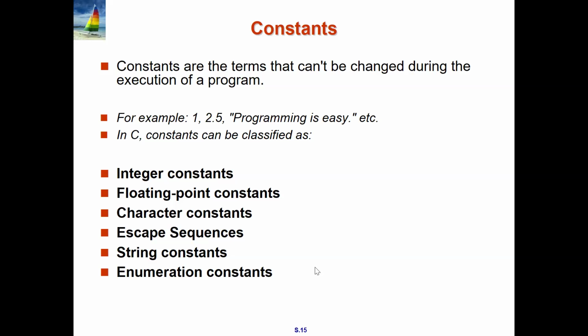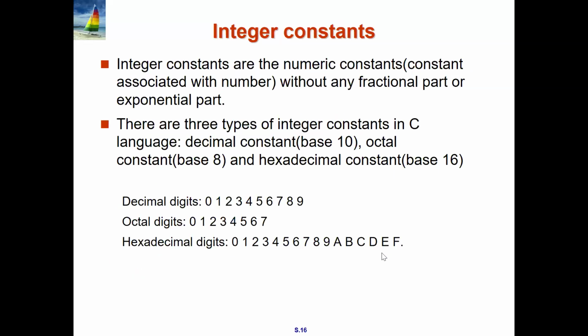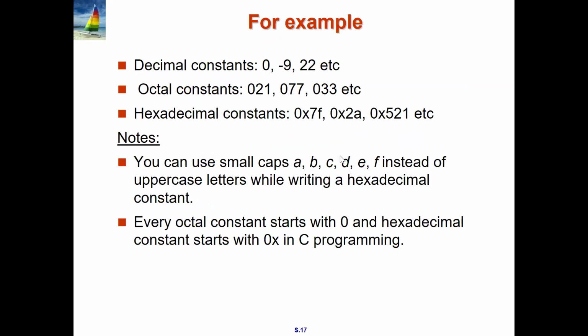So there are different constants you can store: integer constants, floating points, characters, escape sequences, strings, and enumerators. So quickly we'll go. You can store decimal numbers, so 0 to 9 in a combination of that, then octal numbers 0 to 7, then hexadecimal digits, so 0 to 9 and A, B, C, D, E, F. Okay, you can store in that. So for example, 0, minus 9, 22, an octal number like this, a hexadecimal constant like that. Okay. So this is the thing.